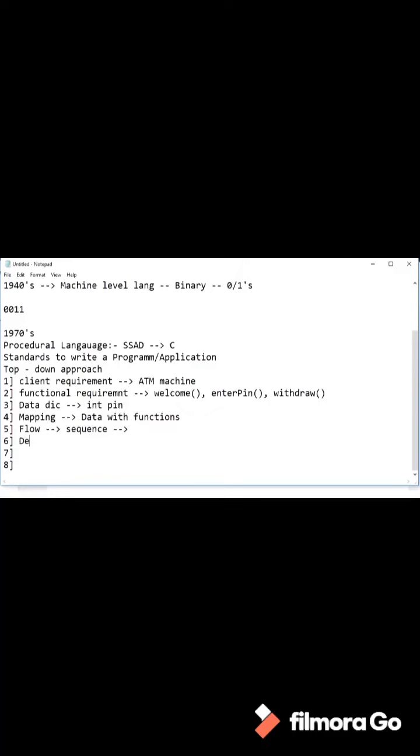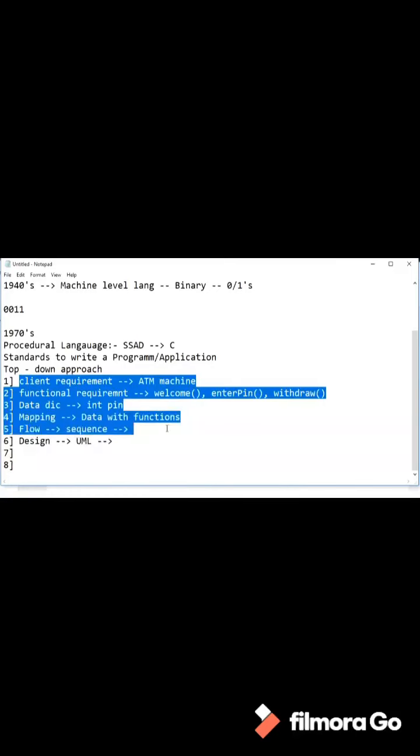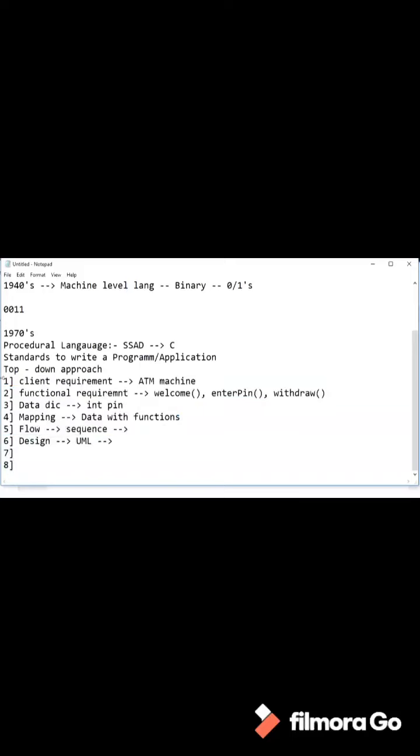Then the design. Then you'll design your application. Design means what? Design means UML diagrams. UML diagrams will represent your application in diagrams. A picture is worth 1,000 words, right? So all the requirements which you have got, everything, whatever you have worked on your application, everything will be represented in the picture now.